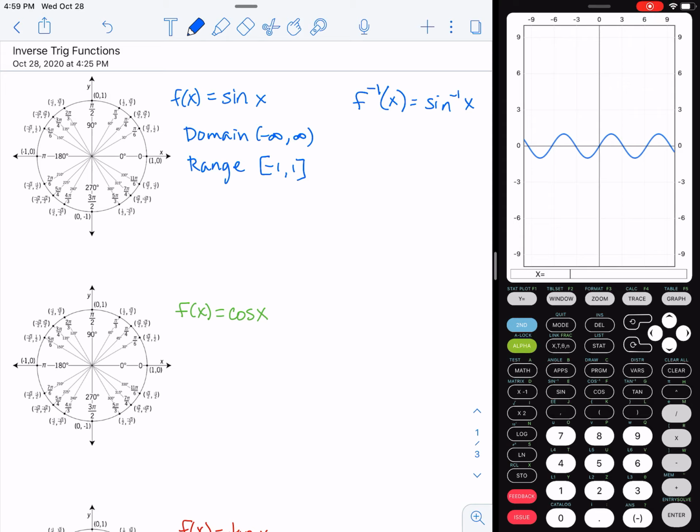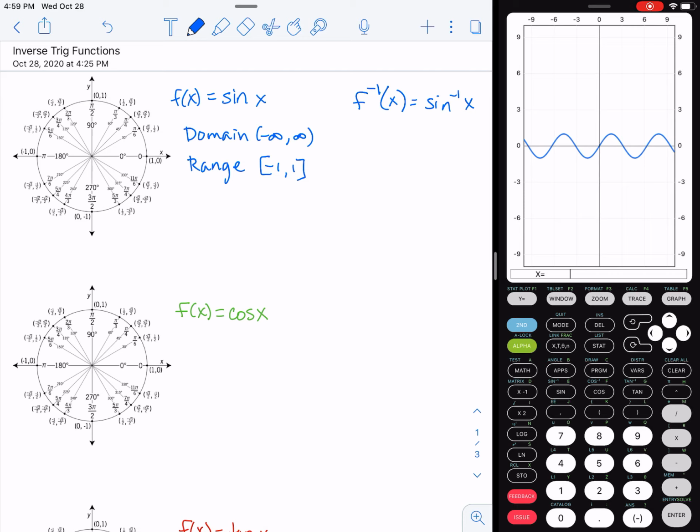Okay, so I know the sine function is a function because it passes the vertical line test. However, it does not pass the horizontal line test. So therefore, since it does not pass the horizontal line test, it's not a one-to-one function. So in order for that arc sine, that inverse sine, to be a function, we have to restrict the domain. Okay, so we're going to look at just the part that would make it a function.